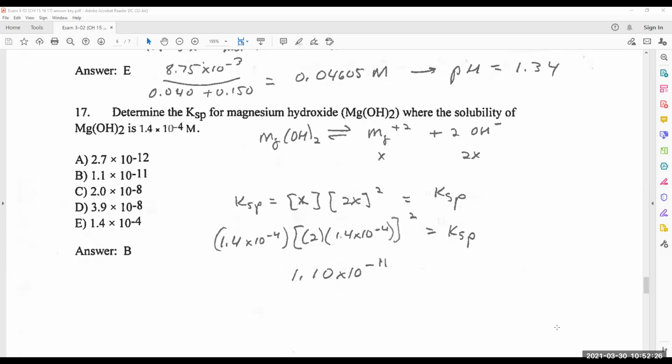So Ksp is equal to x, representing the magnesium plus 2, and then 2x, which represents the OH concentration. And then because the coefficient in our balanced equation is a 2 in front of the hydroxide, we have to square that concentration. And so then if we plug all those in, we get 1.4 times 10 to the minus 4, times the quantity of 2 times 1.4 times 10 to the minus 4, that whole quantity squared, equals our Ksp value. If we then solve the math, we get 1.10 times 10 to the minus 11.